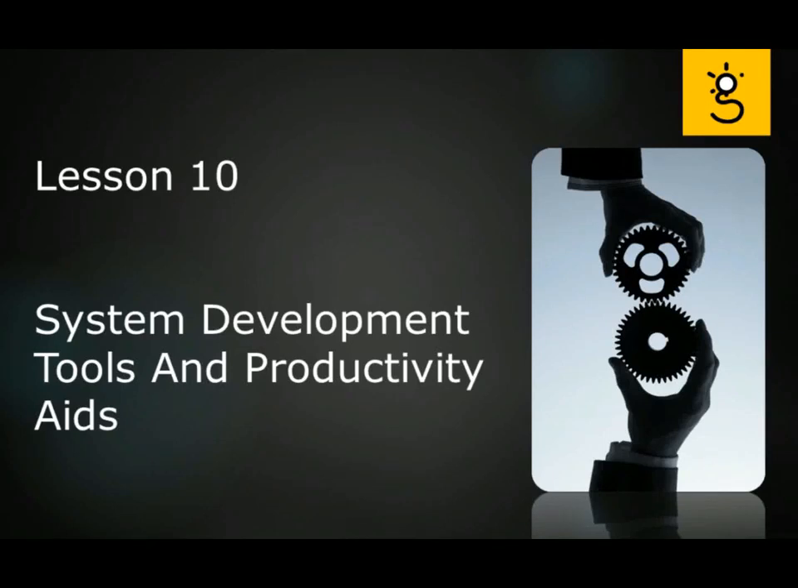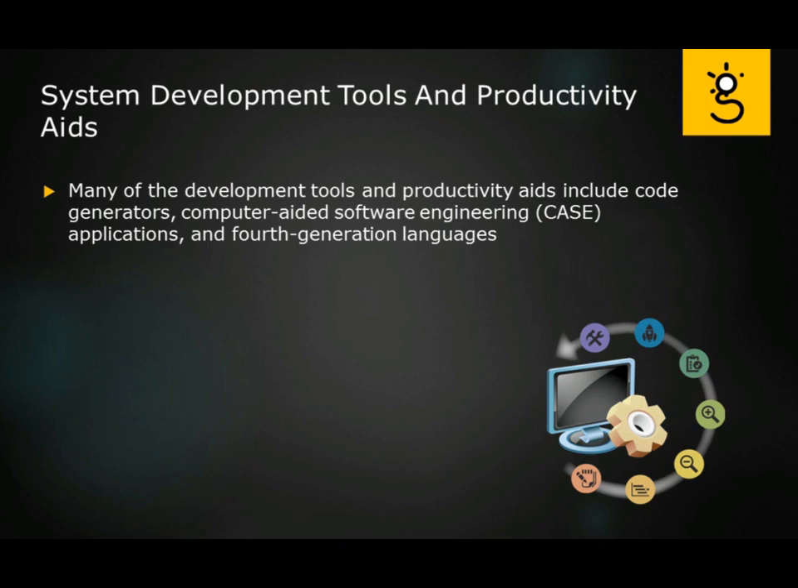In this lesson, we're going to take a look at the system development tools and the productivity aids. Now, these things can include components like a code generator, which is just that. It's something that actually generates code that will create a program for you. We also have computer-aided software engineering. We call it CASE. Now, CASE has a series of applications that you can use in helping you with your code. We also have the 4GLs, the fourth generation languages. And we're going to take a look at each of these as we move through this lesson.